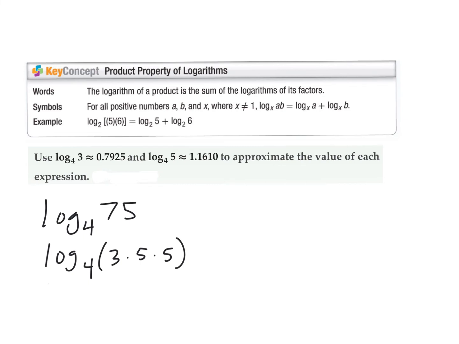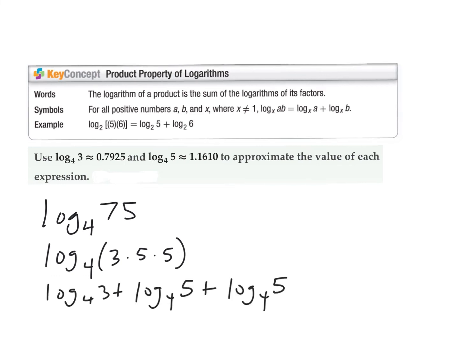So I multiply those all together. Now I can separate them using which operation? How do I separate into different logs now? What operation do I use? Addition? Addition, yeah. So I just separate using addition. Some of you skipped this step and went right to this. Okay. I would encourage you not to do that. Write this one out first.